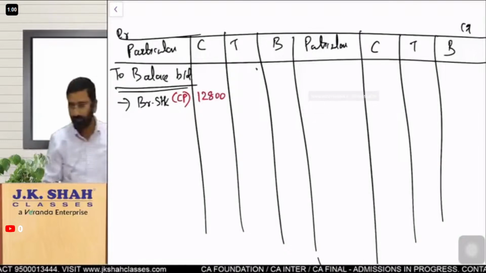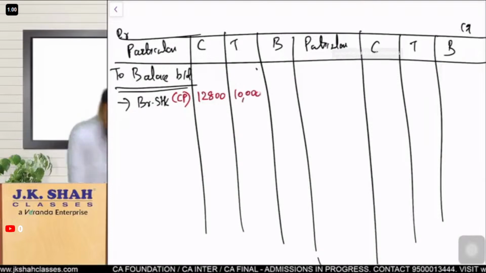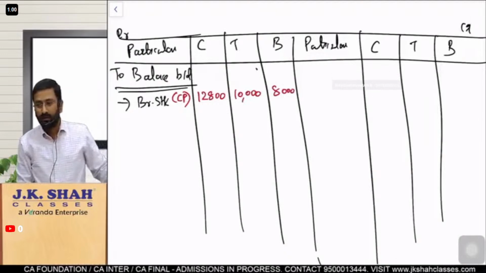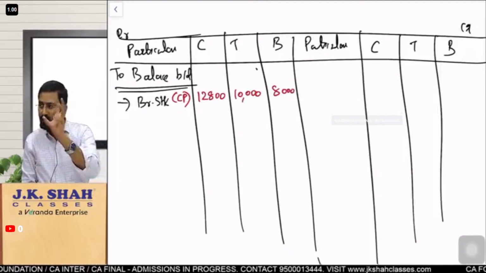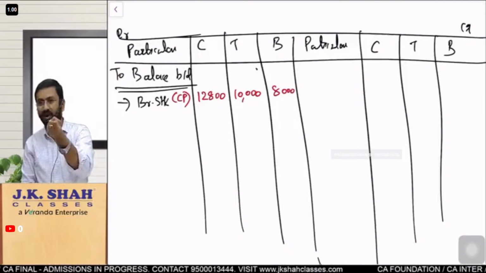12,800. Trivandrum, 10,000. Bangalore, 8,000. But they gave you the branch account's opening balance. So what is the opening balance of branch? It represents the total assets, all the assets put together.